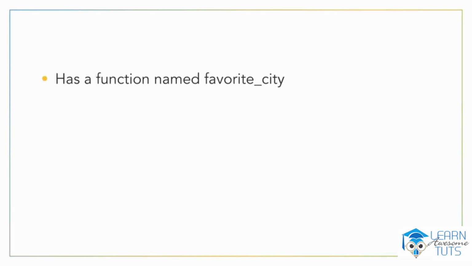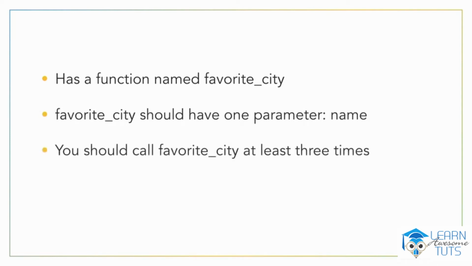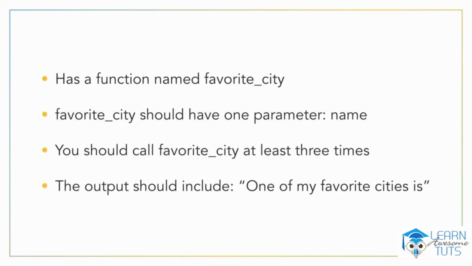Has a function named favorite_city. Favorite city should have one parameter, name. You should call favorite city at least 3 times. The output should include, one of my favorite cities is.